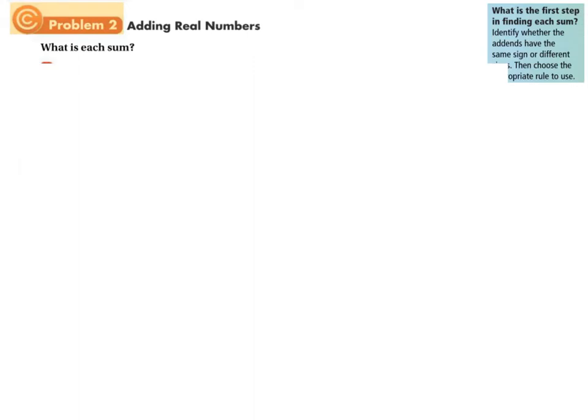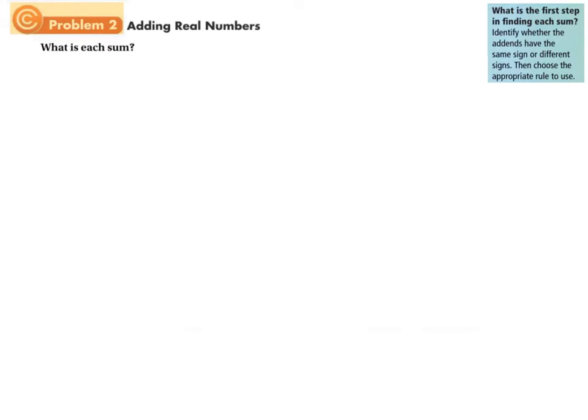Okay, so let's apply this idea of adding integers with this rule. So check it out. What is each sum? Now, how do I know what rule to apply? The idea here is you want to identify whether you have the same sign or different signs when you're adding, and that's going to be the difference between which rule you use.